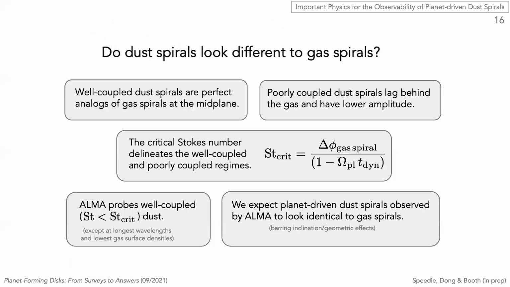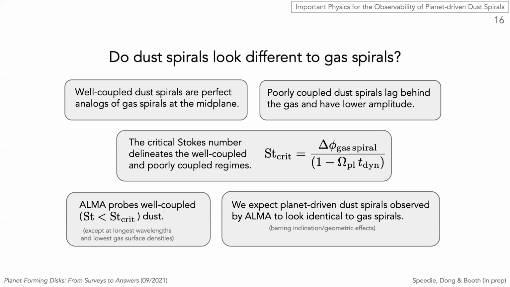So to summarize this section, if the dust is well coupled, the resulting spirals follow the gas spirals exactly. If the dust is poorly coupled, meaning having a Stokes number larger than the critical Stokes number, the resulting spirals have an azimuthal offset from the gas and a lower amplitude. The Stokes numbers probed by ALMA are mostly smaller than the critical Stokes number, so except at the longest wavelengths and lowest gas surface densities, we expect dust spirals observed by ALMA to reflect the gas spiral pretty much exactly.